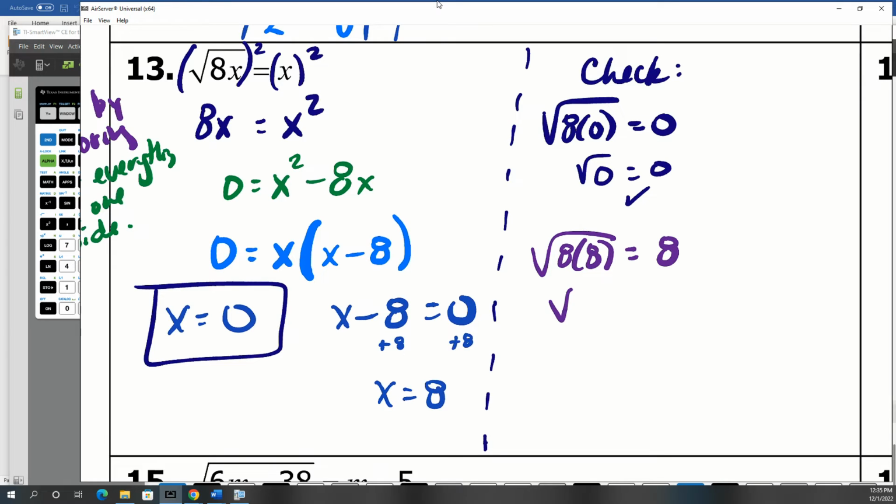All right, 8 times 8 is 64. And the square root of 64 is 8. So they both check out.